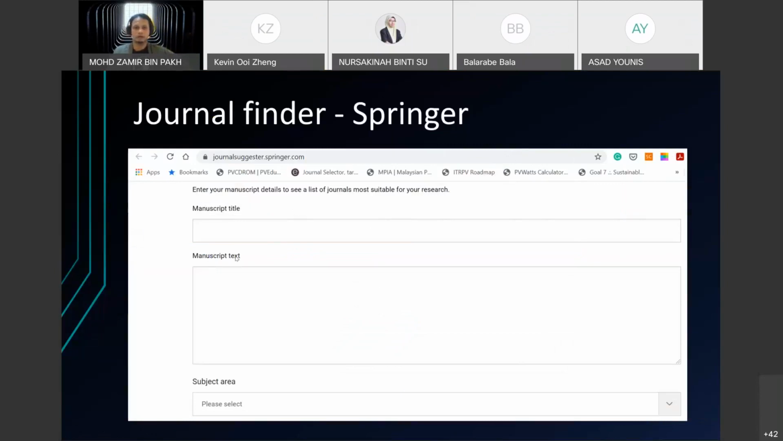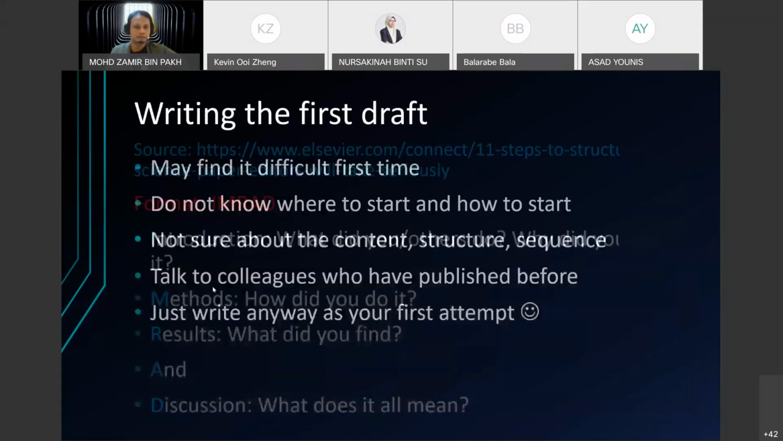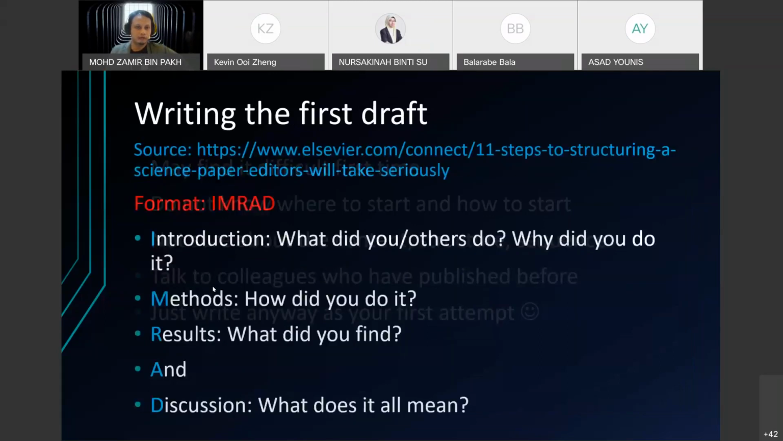Yeah, okay, right, cool. Journal finder, so you can go to Springer, same thing. You can go through Wiley and do the same thing and find the top journals in the fields, right? So now how do we write the first draft?